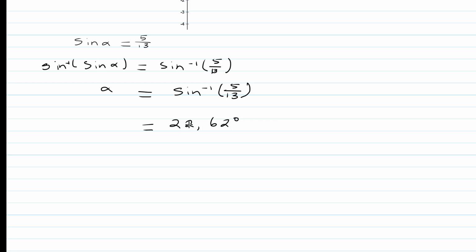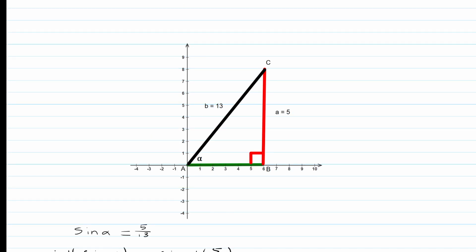If we punch this on the calculator, it should give us back the value that we were expecting, which is that the sine of alpha is 5 divided by 13. Now let us move to another equation.